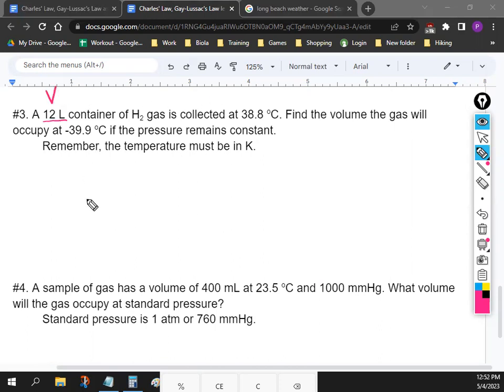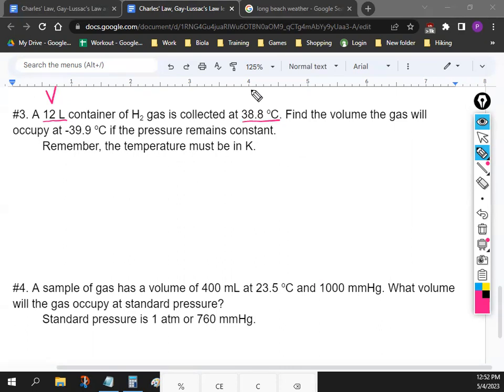It's talking about volume. I'm going to assume you guys are just a little shy, but make sure you're comfortable identifying these or you're going to be using the wrong law and it'll mess up all your calculations. So that's volume. It's collected at 38 degrees Celsius. Degrees Celsius is really easy. Is this pressure, volume, or temperature?